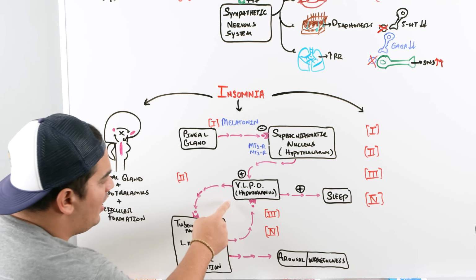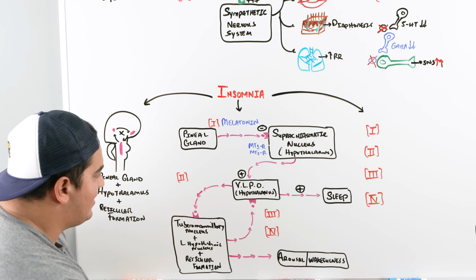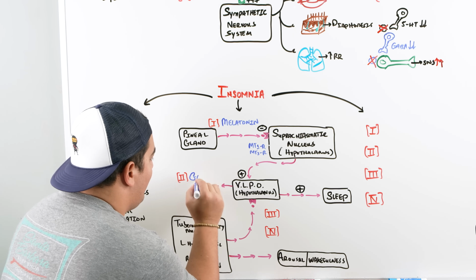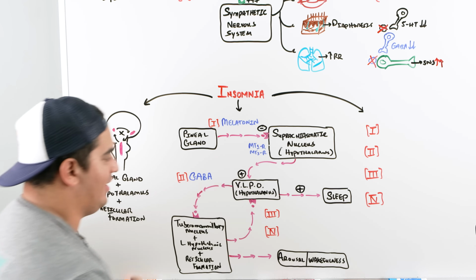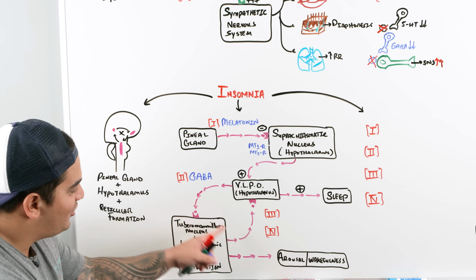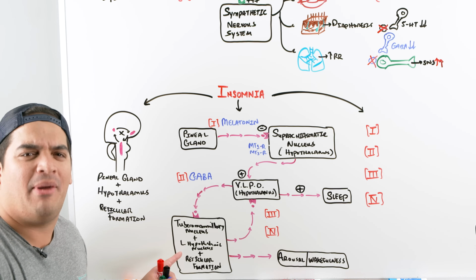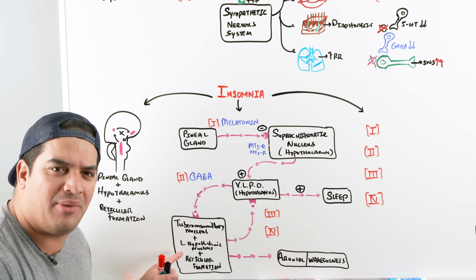What happens is the ventrolateral preoptic nucleus releases something called gamma-aminobutyric acid. And what gamma-aminobutyric acid should do, I want you to think about your reticular formation and your posterior hypothalamus.